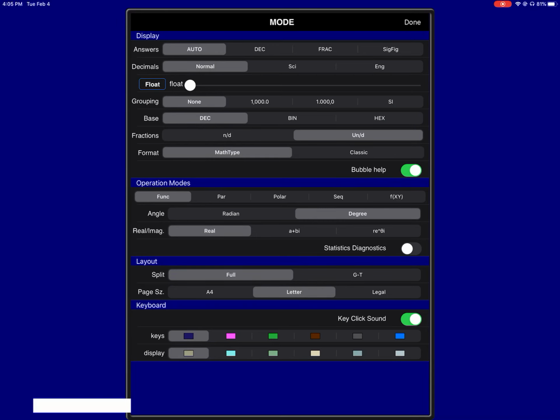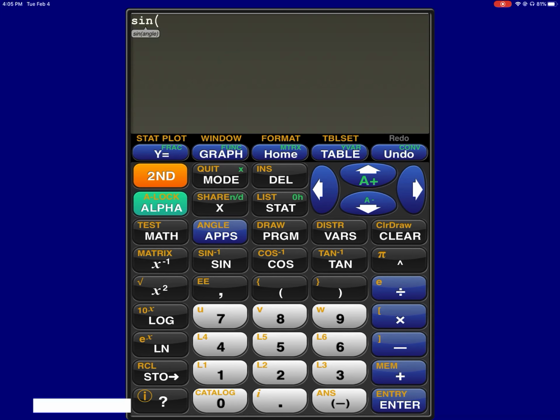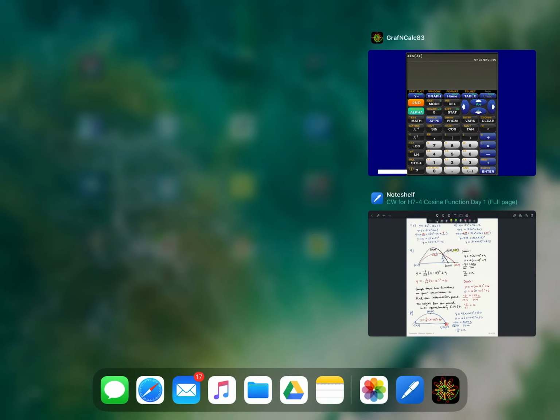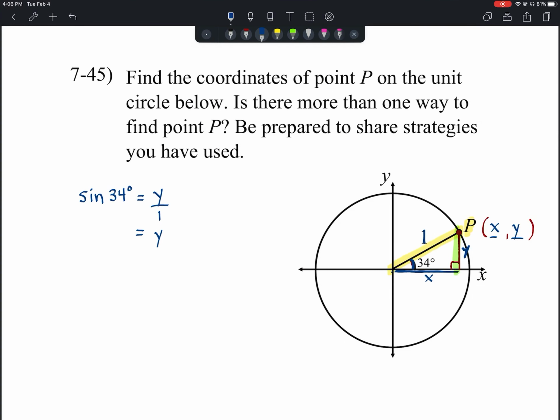First thing here, I need to make sure my calculator is in degree mode because we're talking about degrees right now. I'm going to go ahead and do the sine of 34 degrees. Hit enter there. And it looks like it's 0.55919. So we're going to go ahead and round it for now. We'll say it's about 0.56. So our sine value that we got was about 0.56. Okay, well that means that this distance on the side is about 0.56. So our point P is going to have a y-coordinate of 0.56.